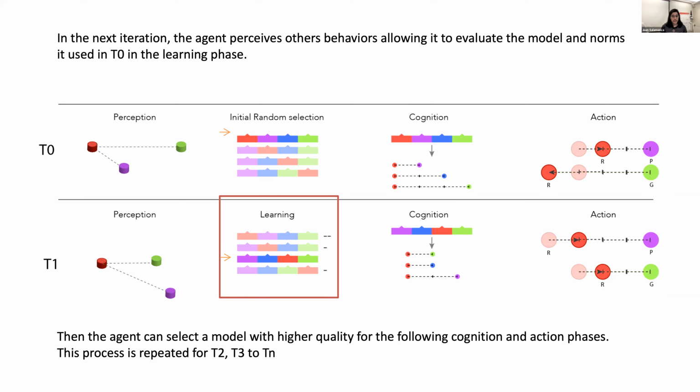That means that the previous model used wasn't good, so it's penalized, and a new model with a higher quality can be chosen. With this model, the agent goes to the cognition and the action phase again and again until the agent finds a model that makes a good enough explanation of the world.